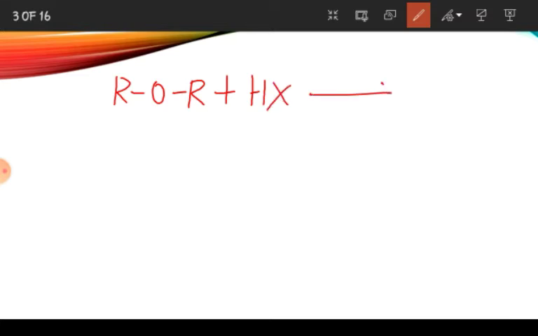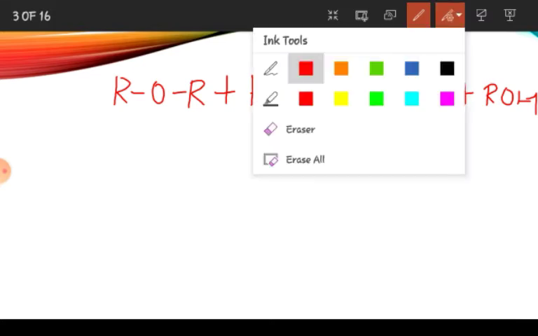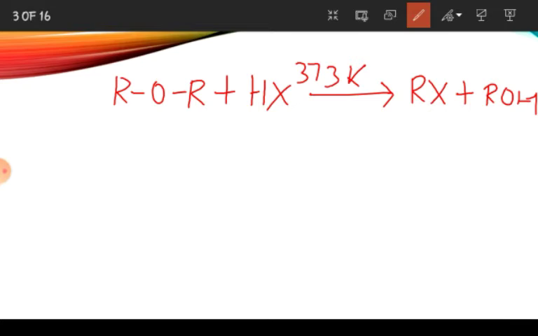Now, temperature is not mentioned, but you can write down that the temperature is 373 Kelvin here. And what product will we get? We will get an alkyl halide plus alcohol. The products are alkyl halide and the alcohol. See what is happening here. If you look carefully, first of all, this is an example of symmetrical ether. You know, when both the alkyl groups are the same, then it is symmetrical ether.